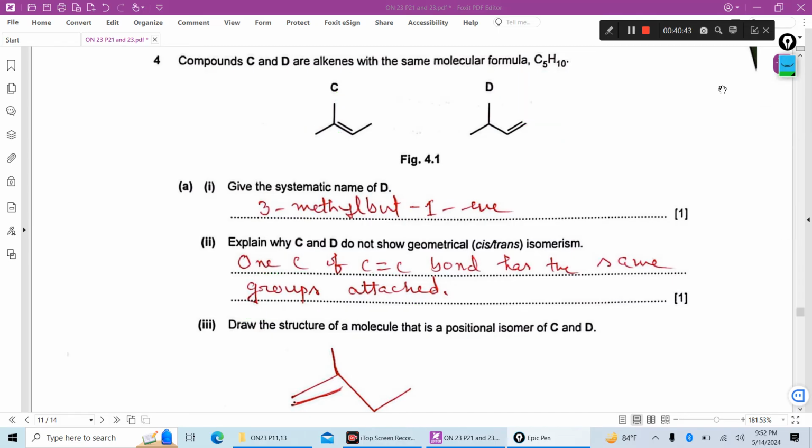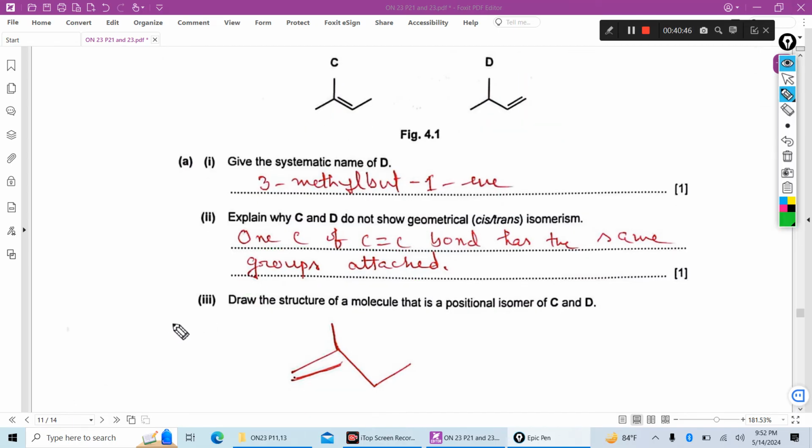Then draw the structure of a molecule that is a positional isomer of C and D. So if this double bond shifts here, this will be 2-methylbut-1-ene. This is the positional isomer of C and D.